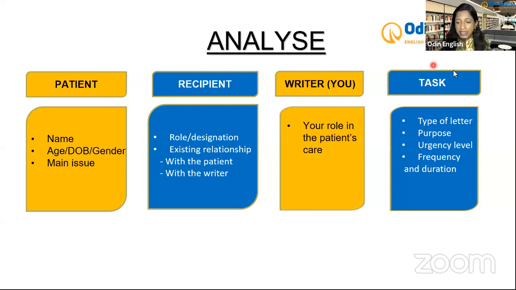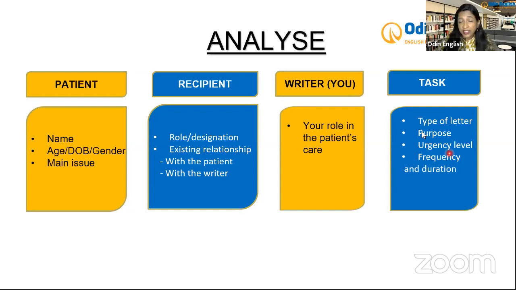So there are certain things that you have to look at. Those are the type of the letter. I told you that there are many types of letter. The way you write also depends slightly on the type of letter. So look at whether it is a transfer, discharge, referral, etc. Then one of the main things, look at the purpose. Look at the urgency level. Is it an urgent thing or is it an elective one?